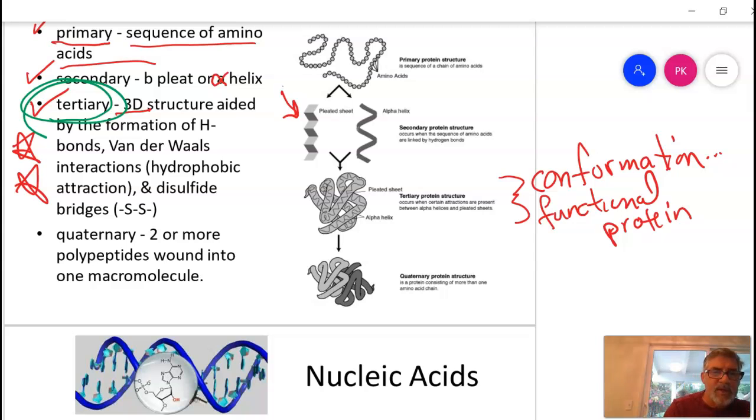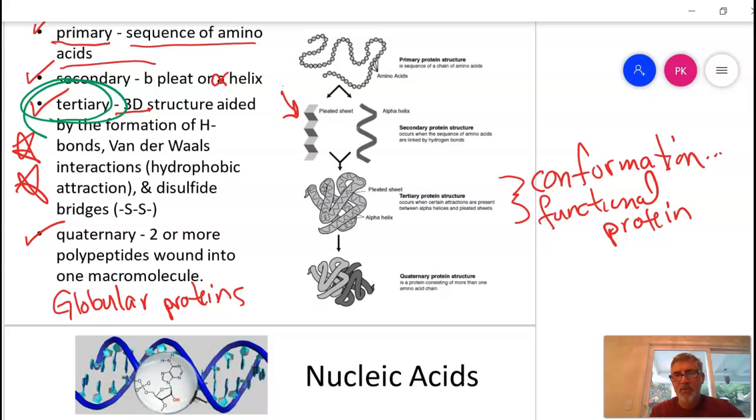Quaternary is just two or more, and these are what they call globular proteins. Some proteins are globular proteins, many are, but globular proteins are two or more tertiary proteins put together. But all proteins need to have at least a tertiary structure. You need to remember that.